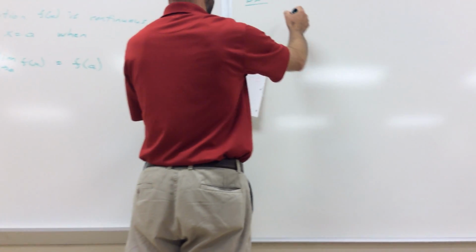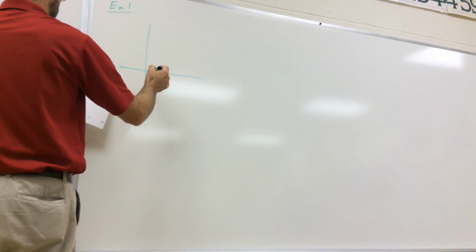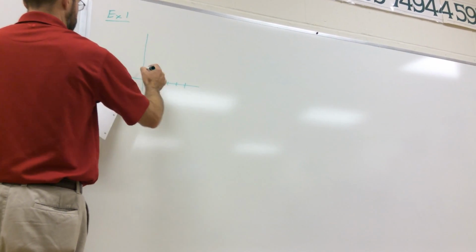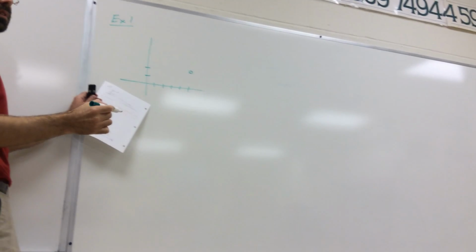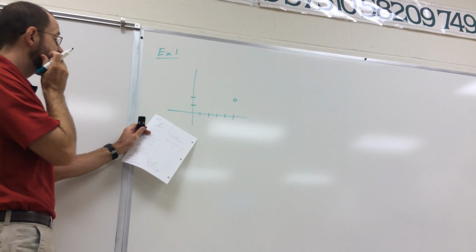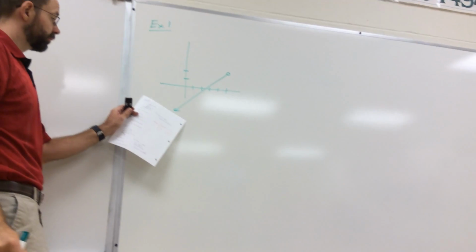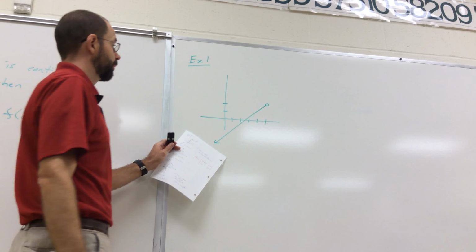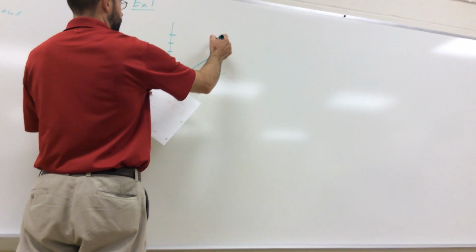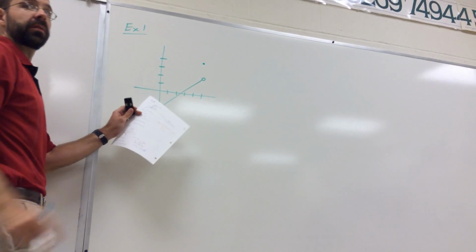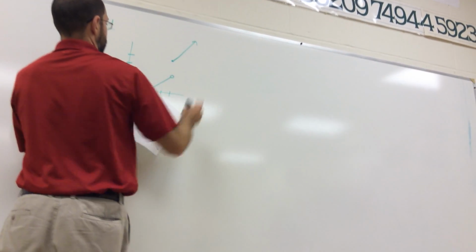So I'm going to draw a graph here. The graph is going to have an open circle at 5, 2. And then it's just a straight line going down this way. Then it's going to have a filled in circle at 5, 4. And it's a straight line going that way as well.